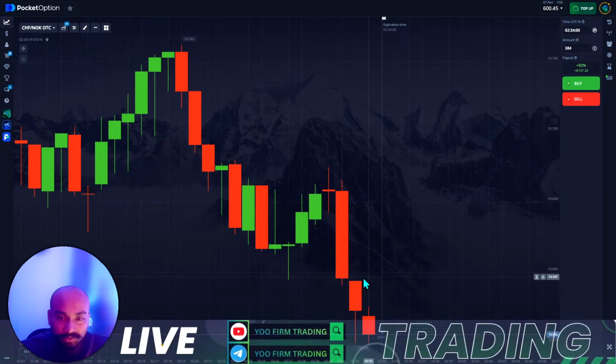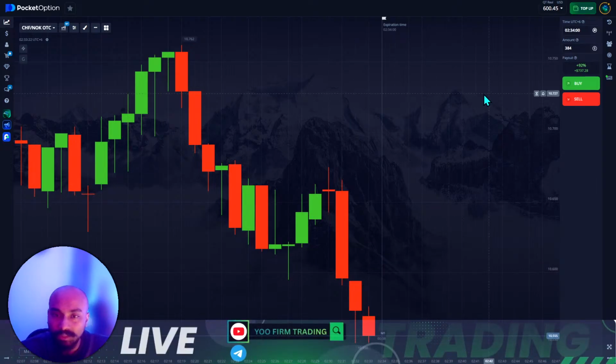This gap down suggests only one thing: it gets wider, so it's really going to go down.